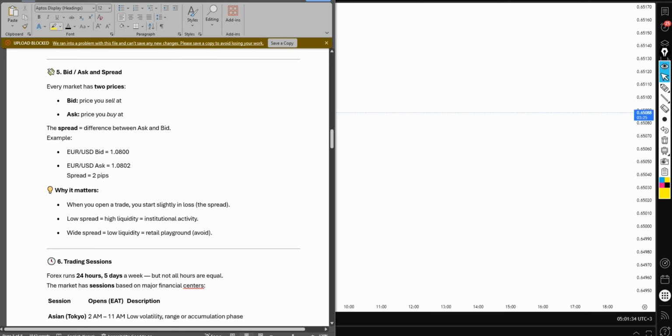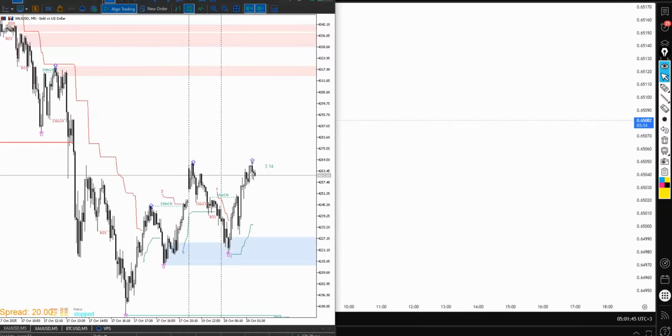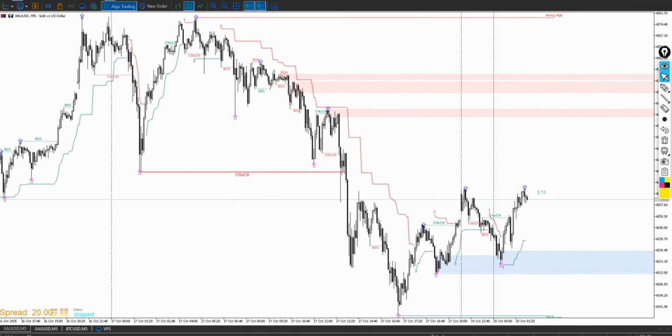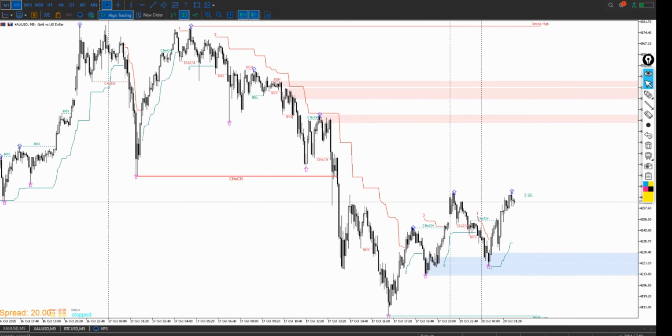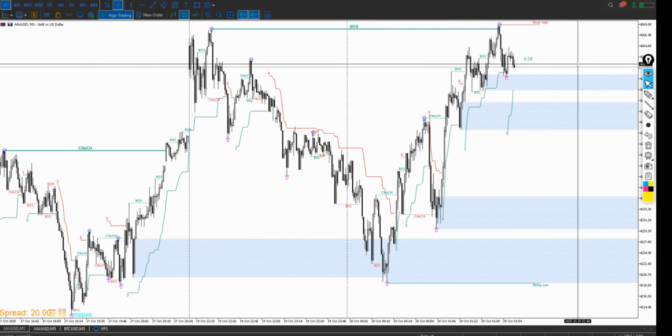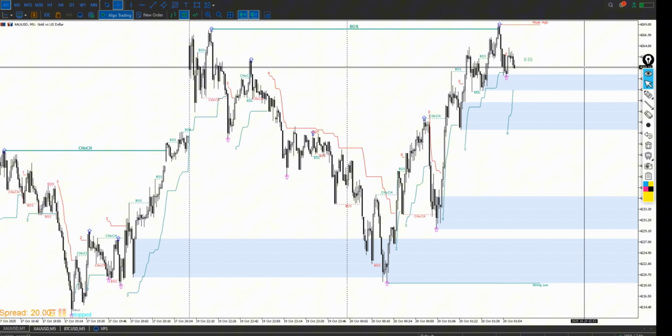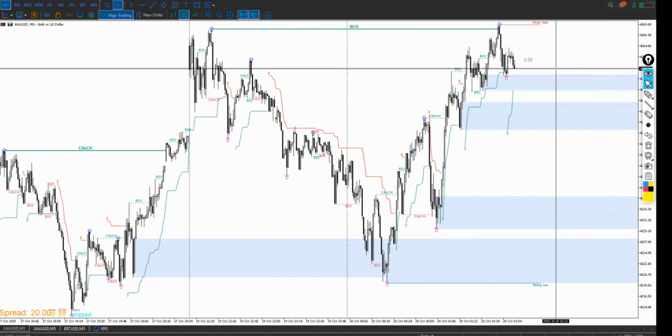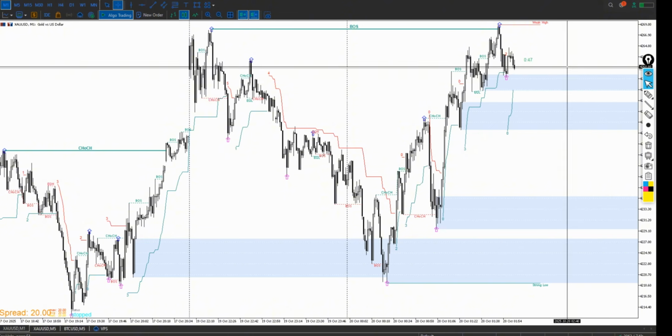Then we have the bid, ask, and spread. In trading, there are usually two lines: the bid and the ask. We can't see the bid and ask here, so let me extend this. On the 1 minute chart, if you can see, there are two lines where price is moving. The higher one is the bid, the lower one is the ask. The difference between the bid and the ask is the spread.